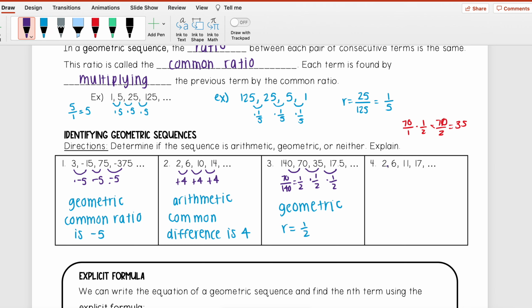Now looking at this last one, I first checked to see if I'm multiplying the same number each time. So 2 times 3, I get 6. 6 times 3, I get 18, which isn't 11, so it's not geometric. Here I'm adding 4, then I add 5, and then I add 6. So I don't have a common difference, so it's not arithmetic. So that means that this one is neither.